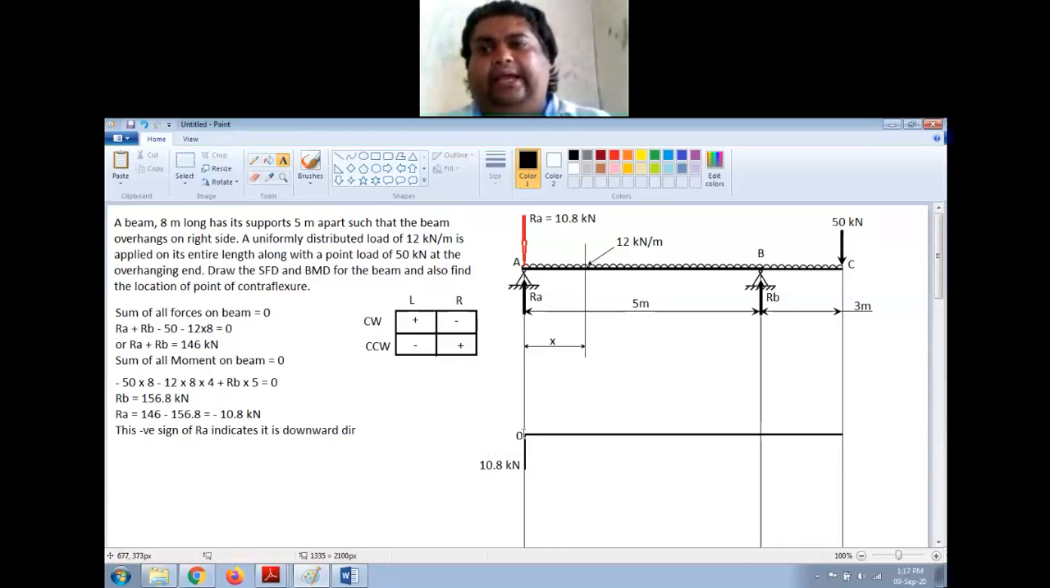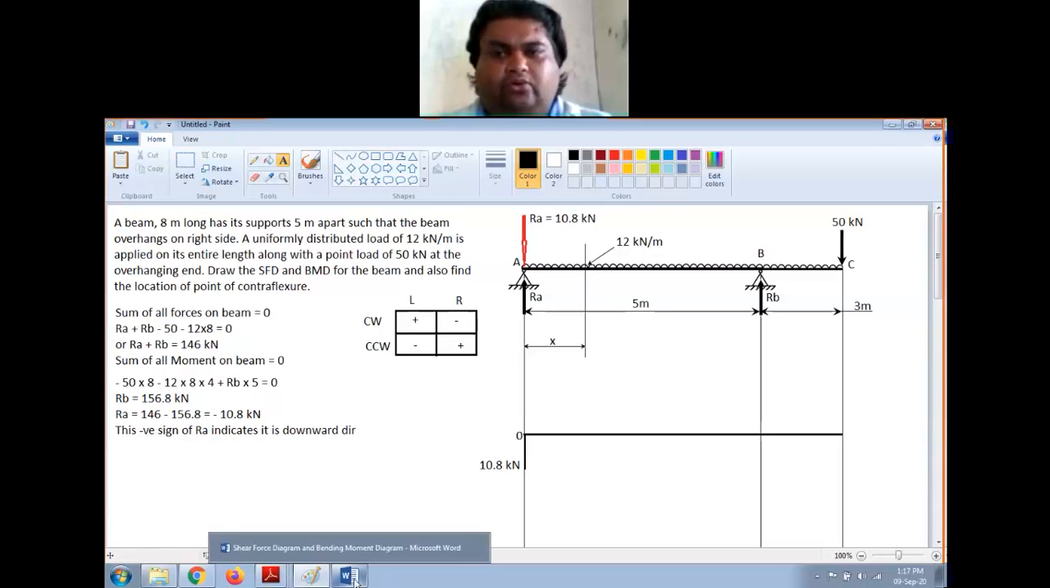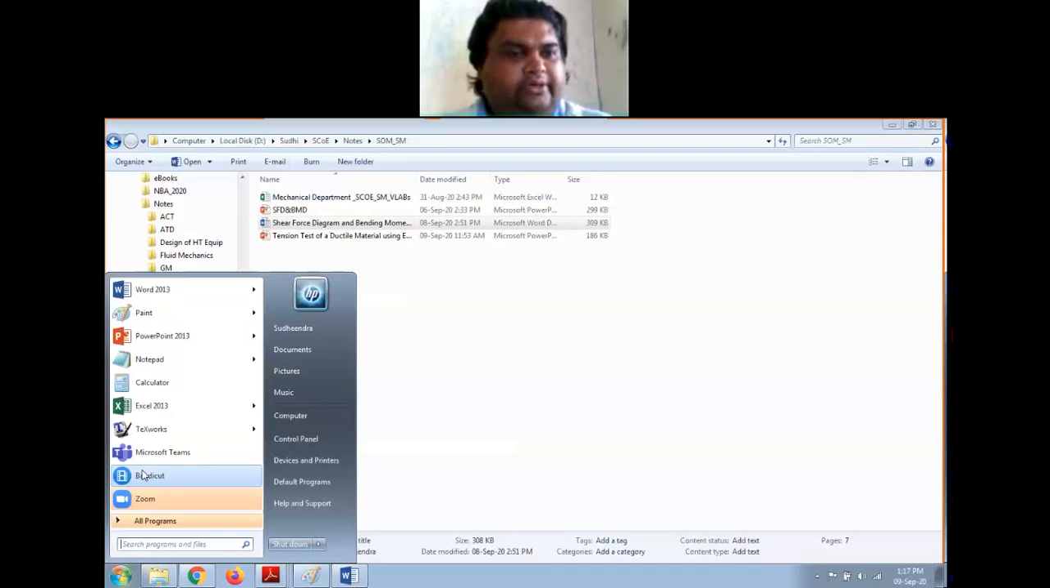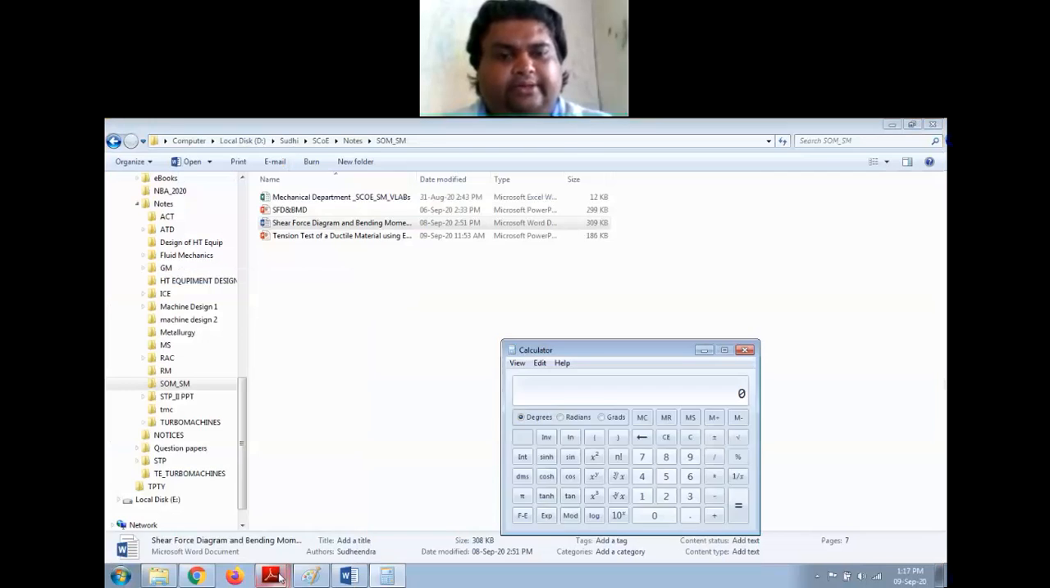Now between A and B, I do not have any point load. It is just a uniformly distributed load, UDL, which is varying like this. Now the shear force at point B I will have to calculate. So how to find that? Use my calculator.